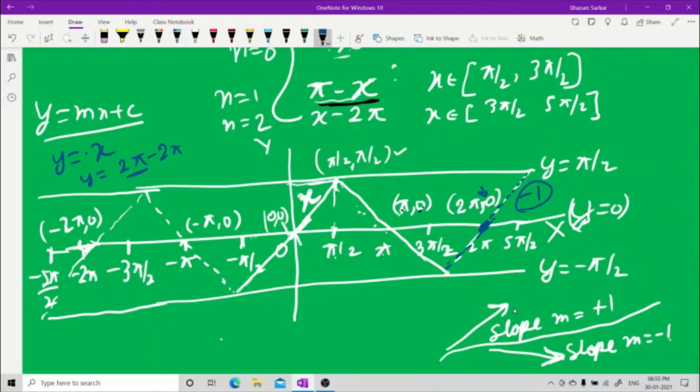So this equation will be, because at this point the line equation should be satisfied now. So x is any point on this line, but at this point, if x is 2 pi, then what should I need to subtract to get 0? I need to subtract 2 pi. Therefore the equation of this line will be y equal to x minus 2 pi.